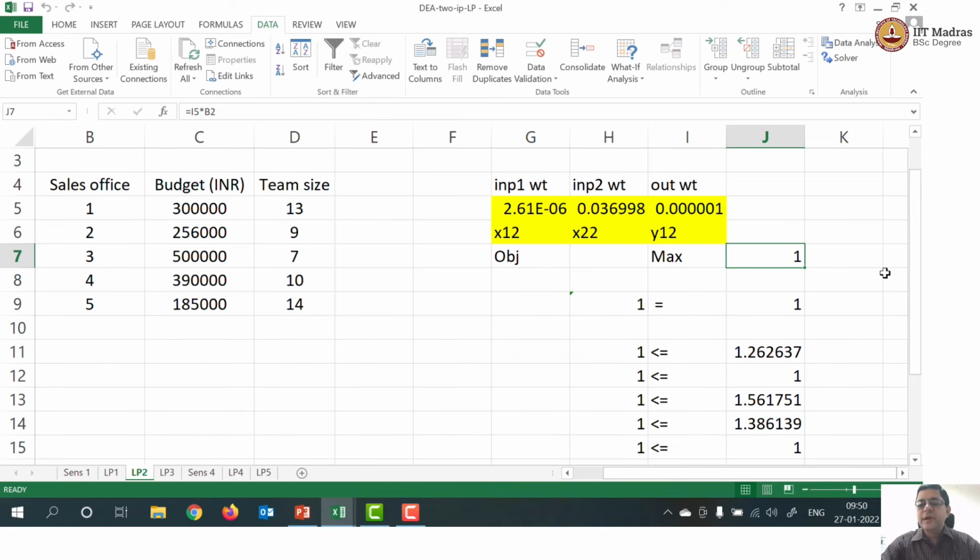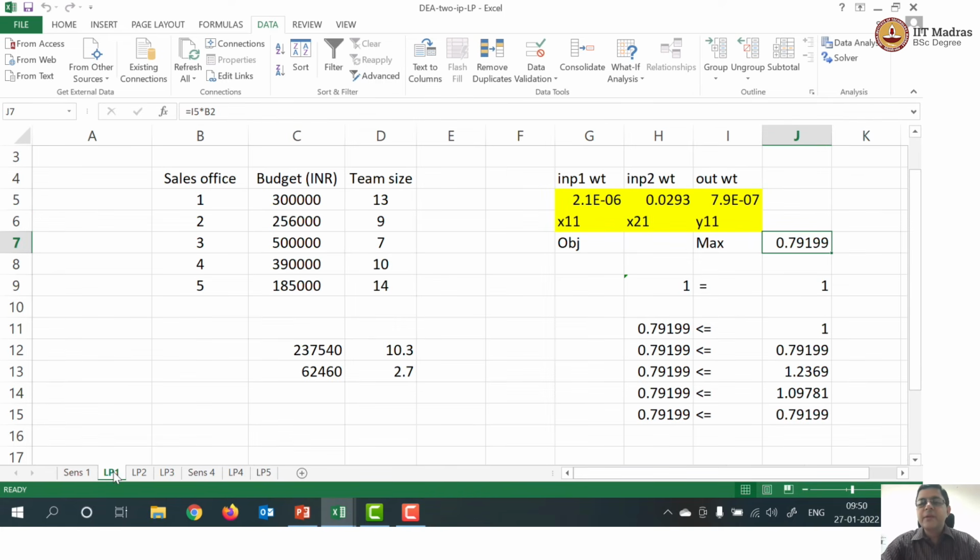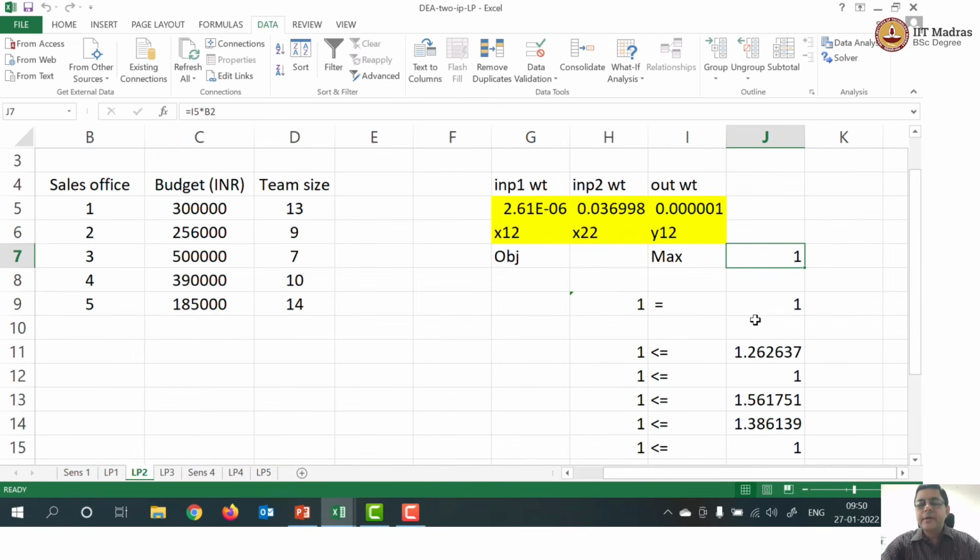I can show you that my efficiency value is 1. So obviously you must call DMU number 2, sales office number 2, an efficient DMU, because it is able to quote an efficiency of 1. Whereas when you gave the same freedom to sales office 1, the best it was able to do was to report an efficiency of 0.79. When you gave the freedom to DMU 2, that sales office was able to report an efficiency of 1. So in terms of efficiency comparison, sales office 2 is efficient, sales office 1 isn't.